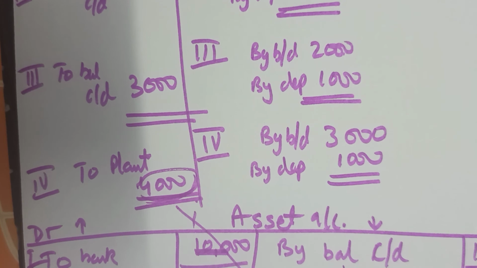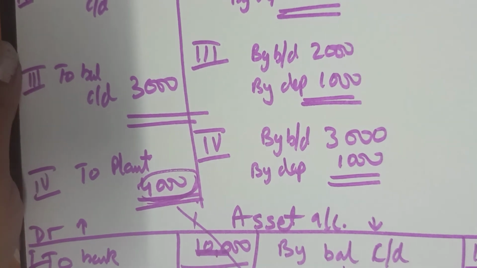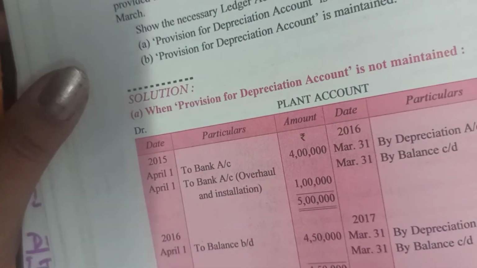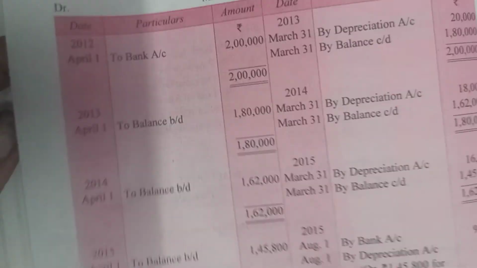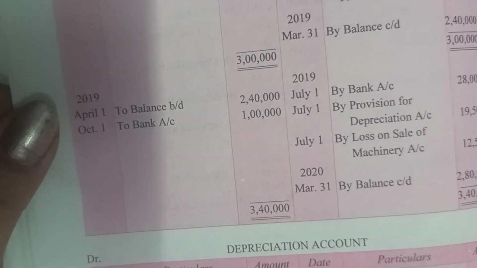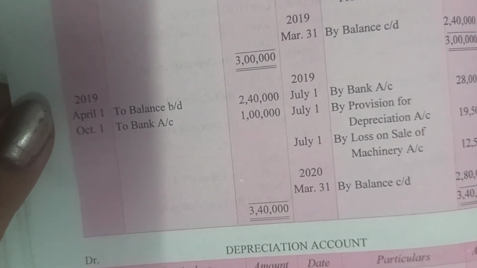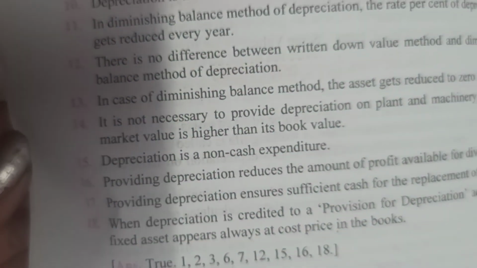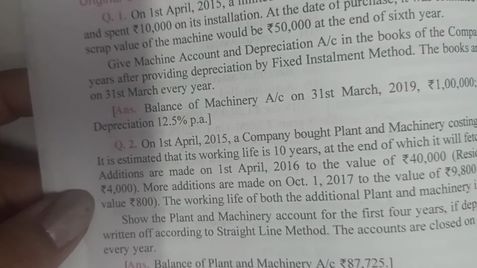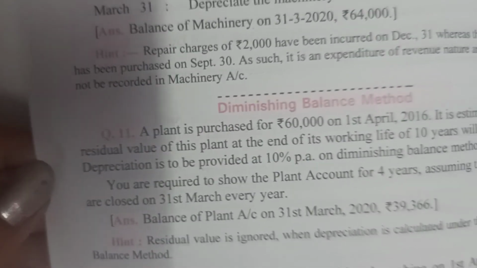I hope we are clear with this, children. Now with this, let us see the questions that follow in the textbook. Illustration 17, 19. You are in a position to do the provision account questions now.